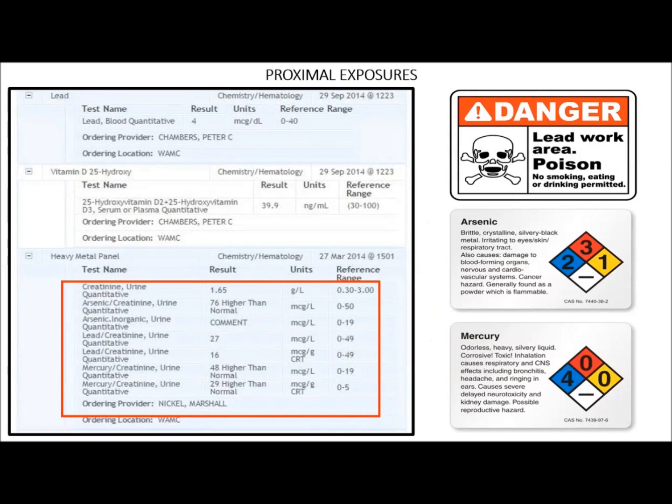You can look at the top: after shooting for a few days, lead in the blood's already at 4. And then down here, you have arsenic, lead, mercury, all above acute toxic thresholds. So if you look for it, you'll find it.